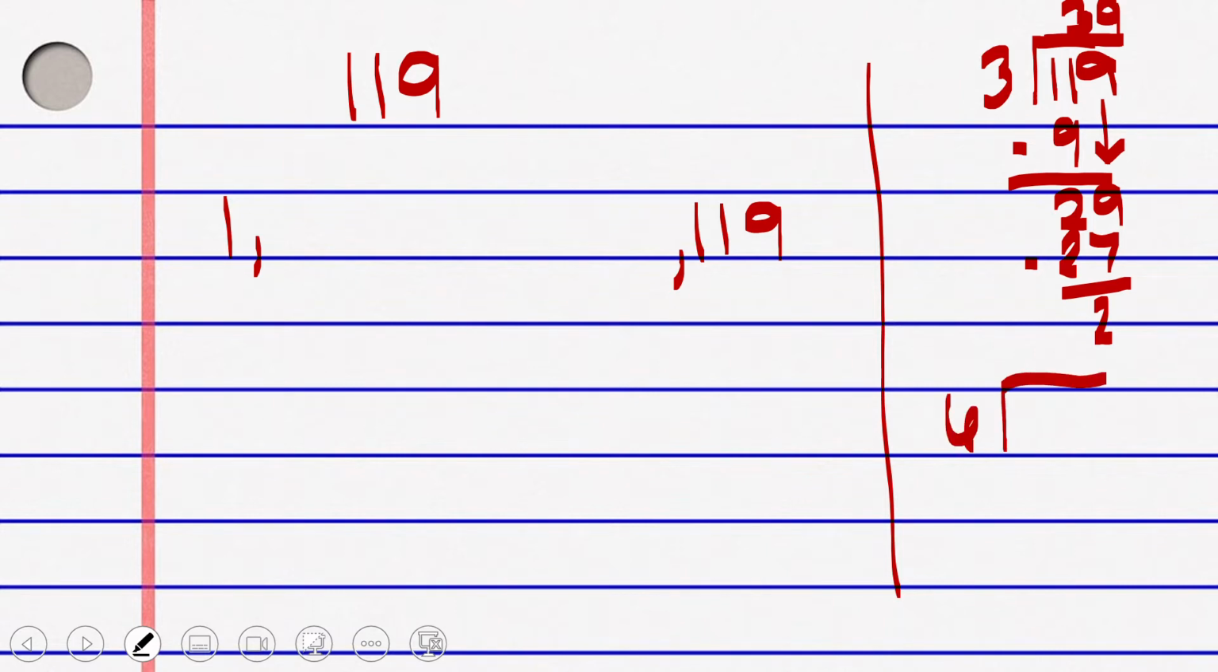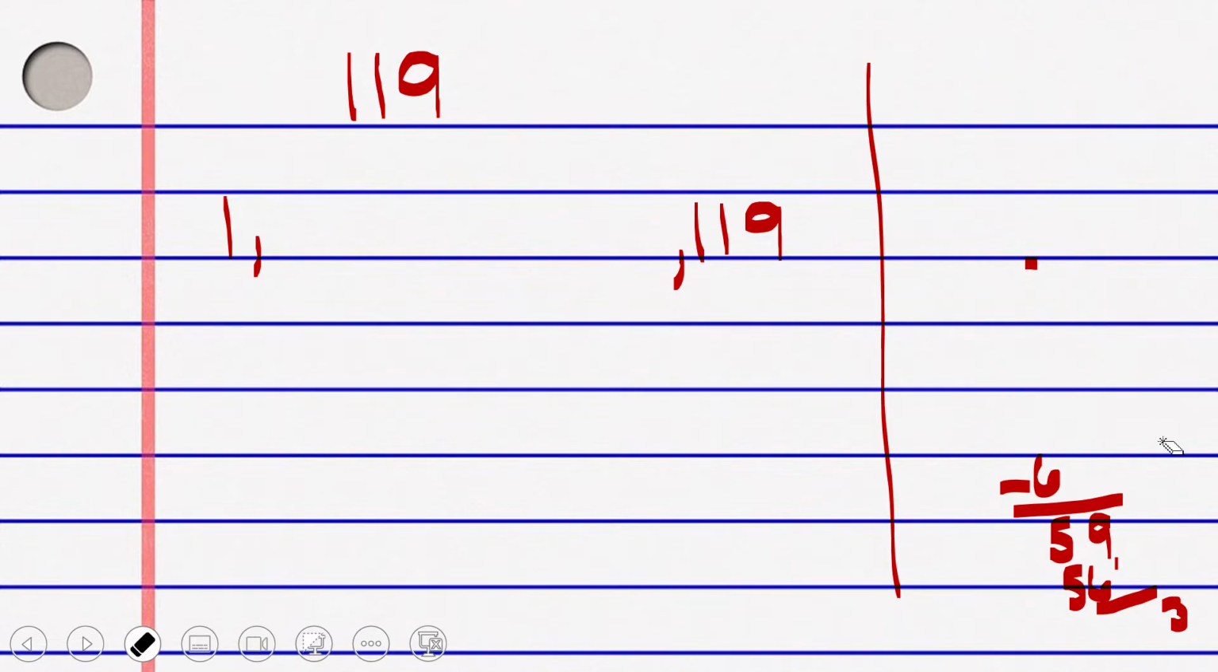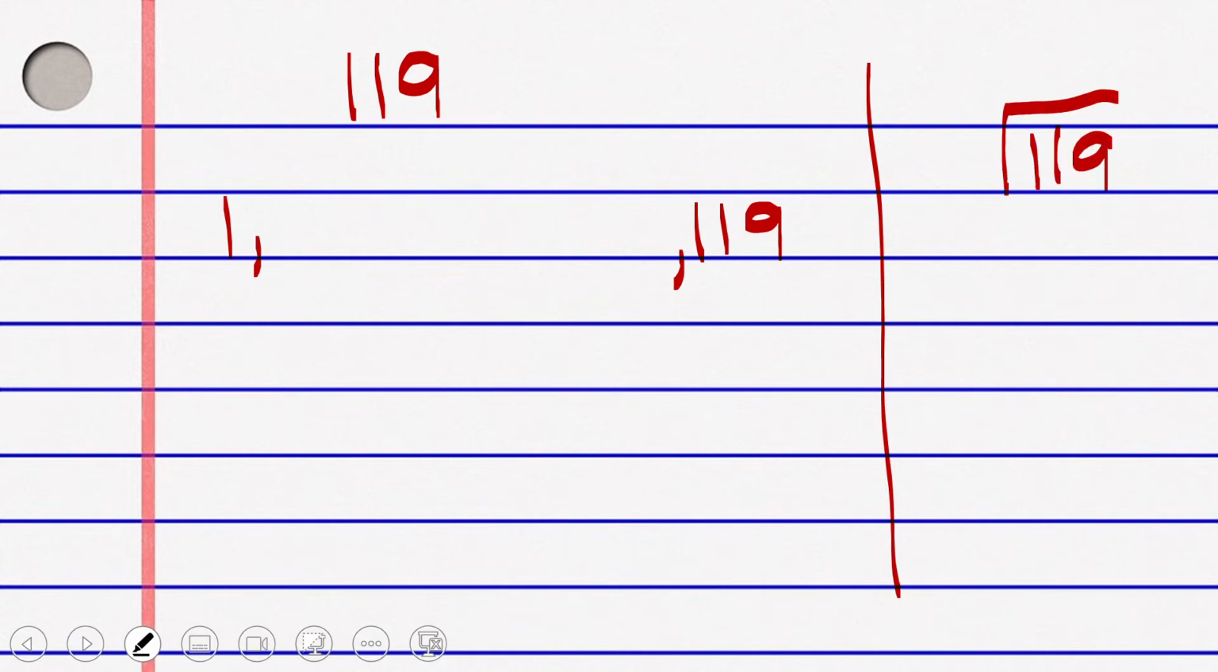Well, do some work in your margin. 6 goes into 11 once, and we subtract it. 6 goes into 59 9 times, and 56, that leaves 3 for remainder. 6 isn't going to work. What about 7? Do some quick work in your margin and say, okay, 119 divided by 7.